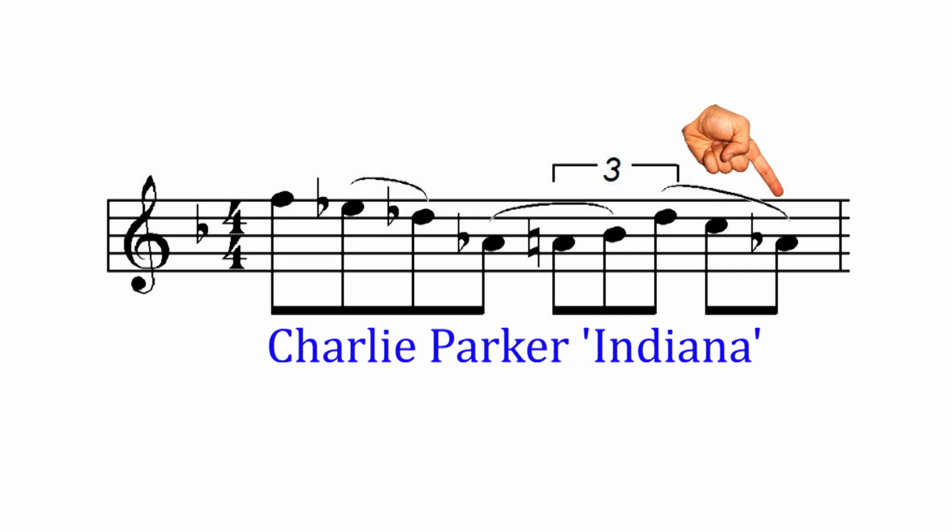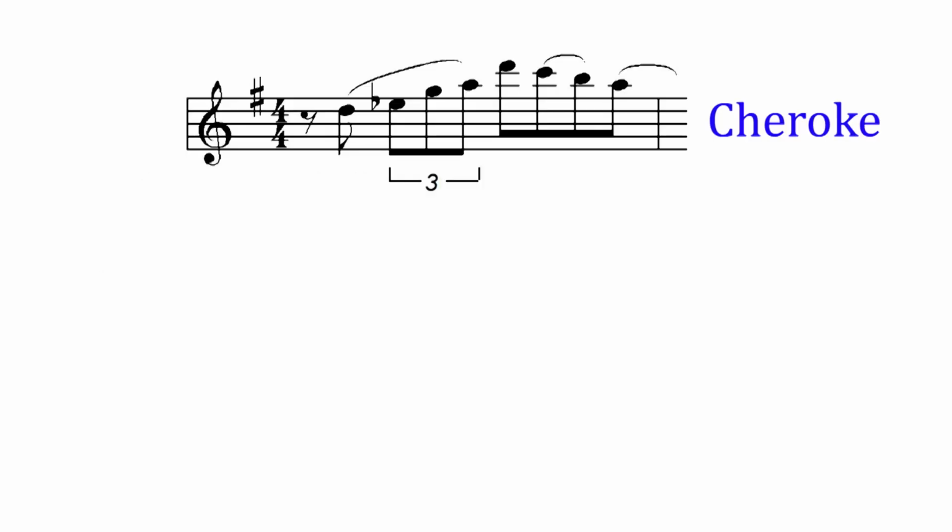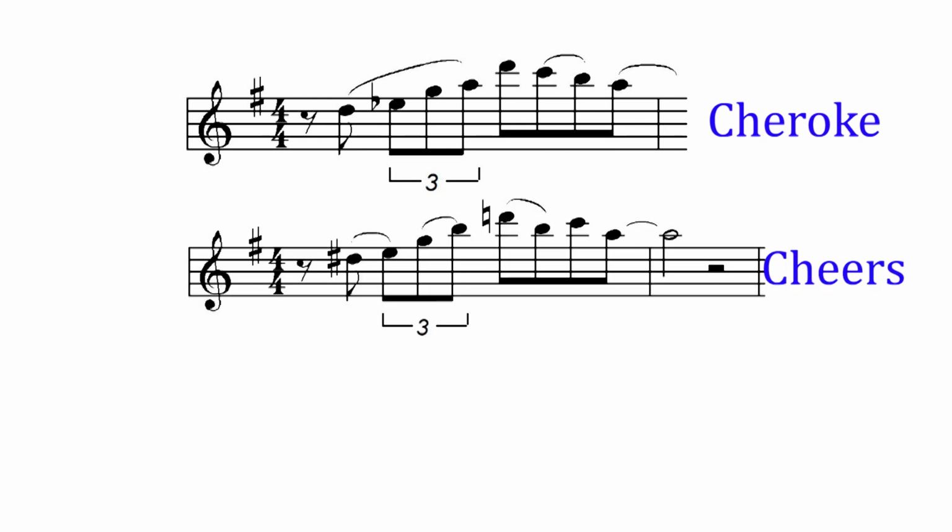The triplet is broken up to accent the last note of the triplet, which changes the contour of the melody from above. Here is an example from Cherokee which follows the rules, but this example from Cheers, which has a similar note formation for much of the passage, is articulated differently, especially with the slurring from the on beat to the off beat, and the triplet is broken up.